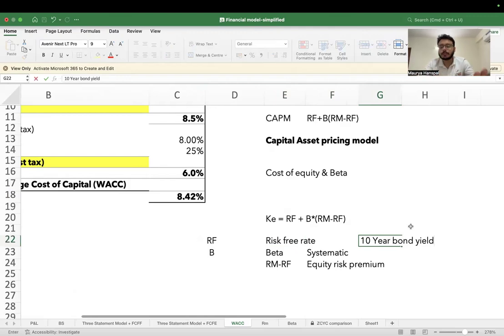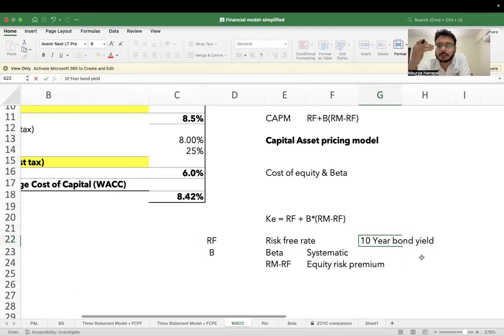We do not take a 2-year bond yield, 1-year bond yield, or 6-month bond yield, because that is a very short duration bond yield or a shorter maturity bond yield. We generally tend to take a longer duration bond yield because over a 10-year period, much of the fluctuations in the economy tend to get averaged out.